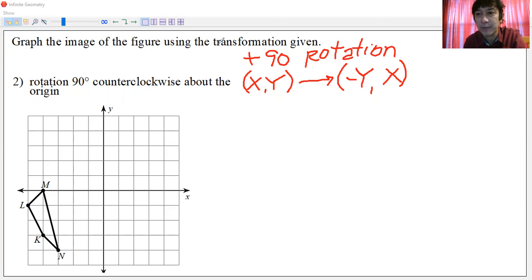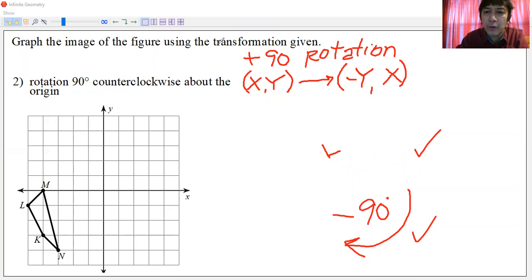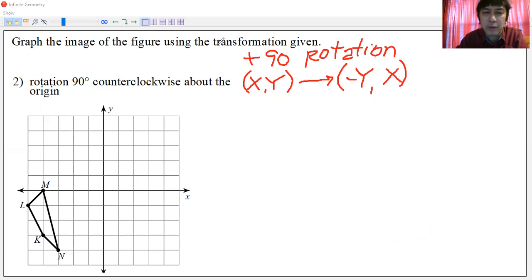Positive 90 means counterclockwise. How will you know if it's positive 90? Counterclockwise is like that, that's the positive 90. Rotating this way is the negative 90, which is clockwise. This is the counterclockwise, so we're doing the positive 90. Let's find out the solution and the output. Let me clear what I wrote down here so we will have spaces. Let's continue with the points now.